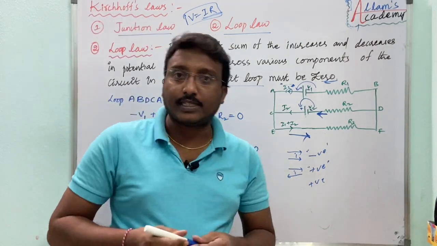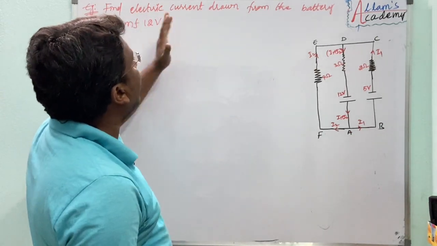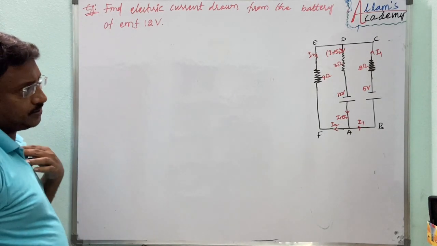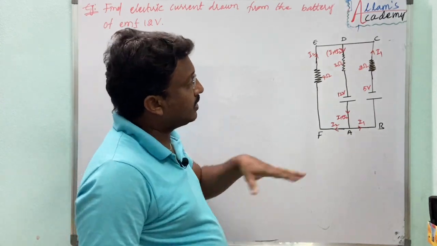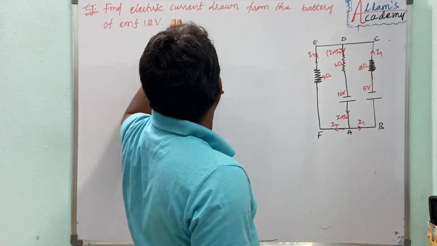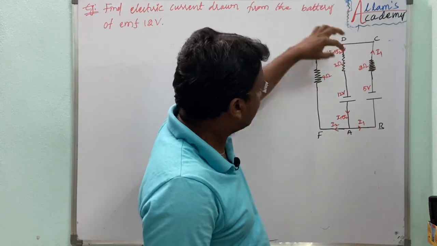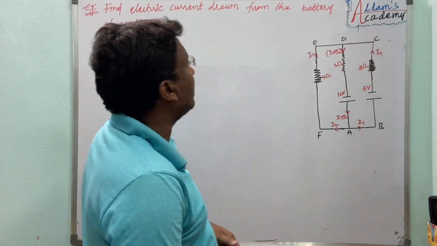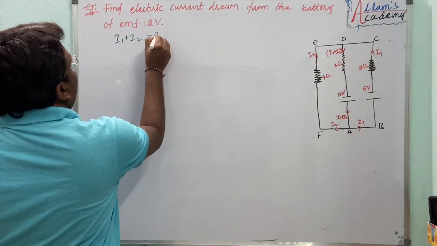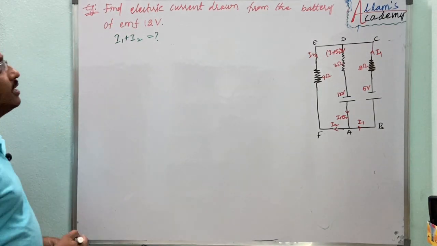Now I will give one more example. Find the electric current drawn from the battery of EMF 12 volts. From this loop we have to find the current drawn from the battery of 12 volts. So what is that current? I1 plus I2. So we have to find I1 plus I2 equal to how much?